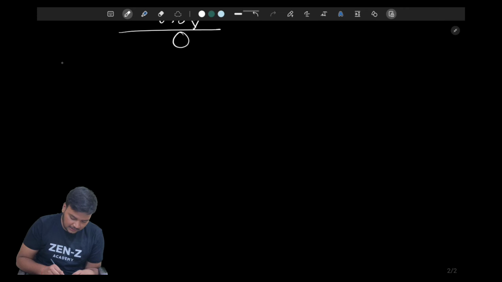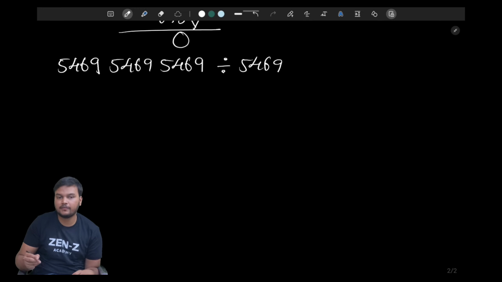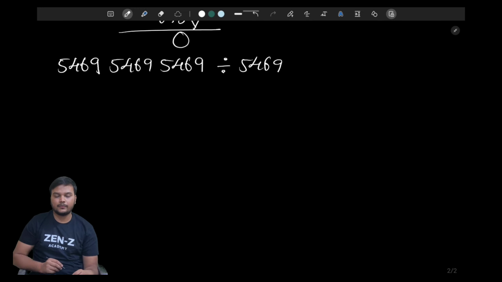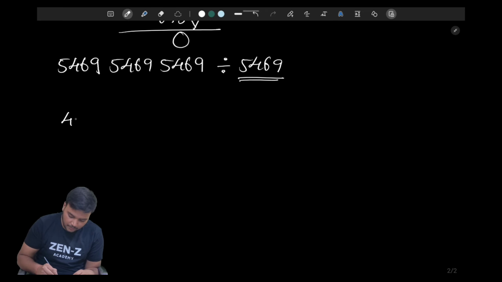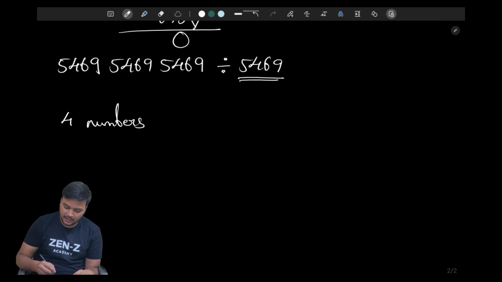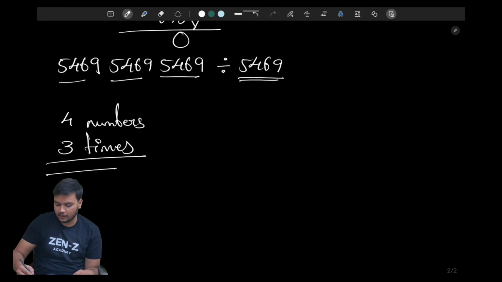Let me take 5 4 6 9 5 4 6 9 5 4 6 9 divided by 5 4 6 9. So if I had to do this series, what I would do, as I said, see the numbers. How many numbers are there? There are 4 numbers. And how many times are they getting repeated? 1, 2, 3. 3 times they are getting repeated. So how is our solution going to be? How many times? 3 times, so 3 ones.